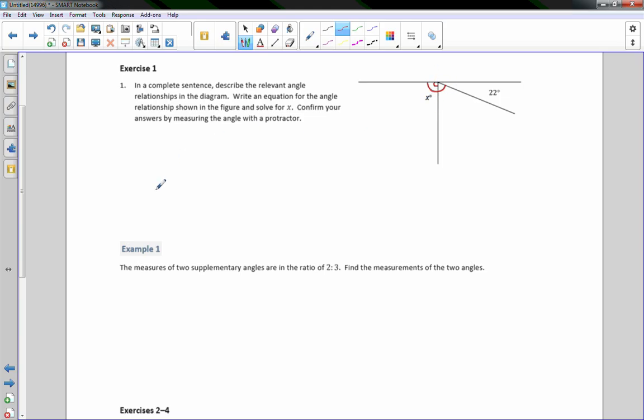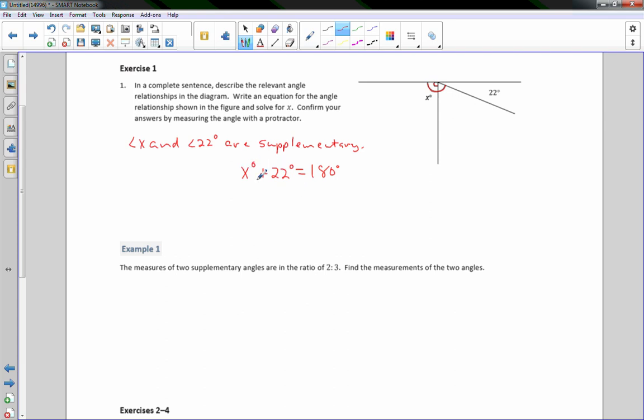So what I would say is angle x and the 22 degree angle are supplementary, which means they add up to 180 degrees. So now if I want to solve this, I would say x degrees plus 22 degrees equals 180 degrees. This is where our algebraic equation setup that we learned earlier in the year is going to come in handy. So now we want to get x by itself.